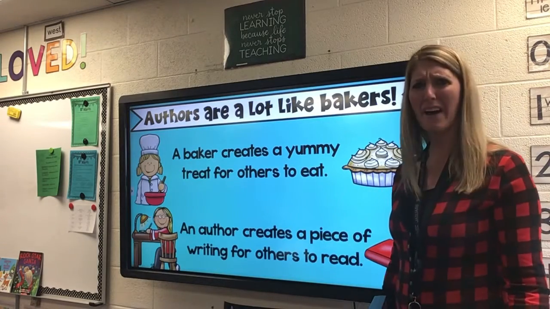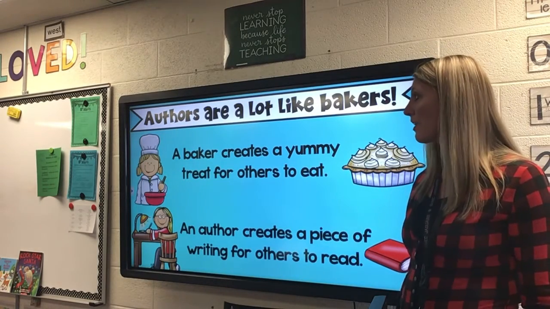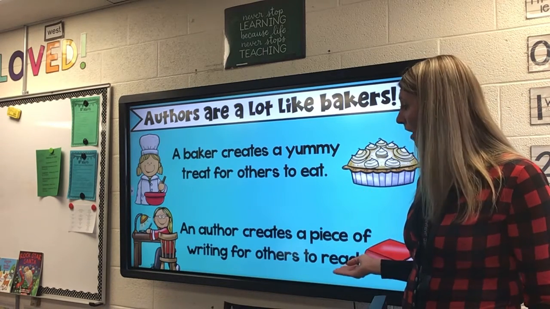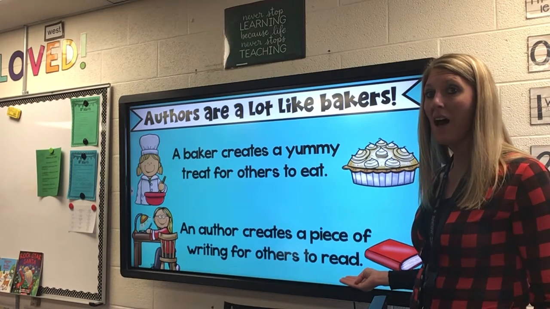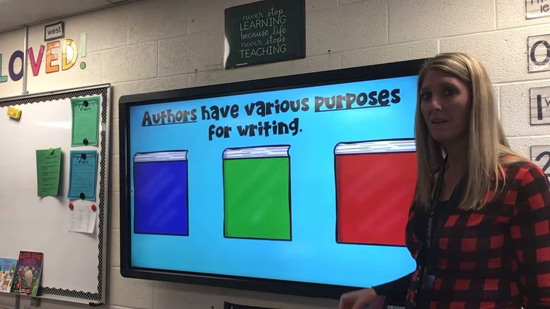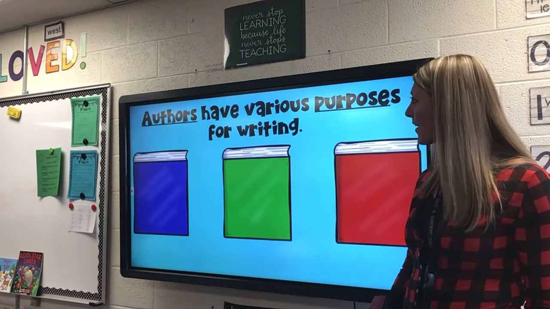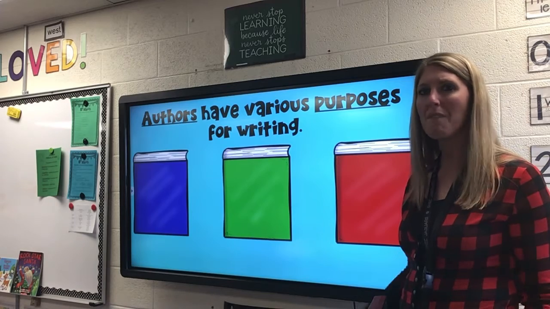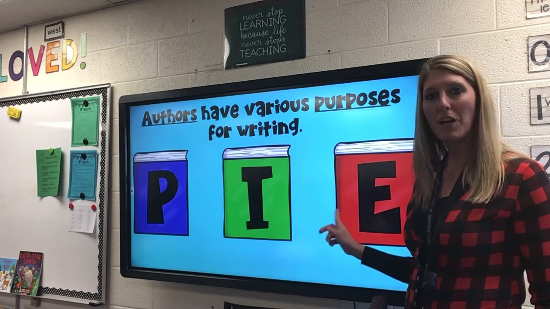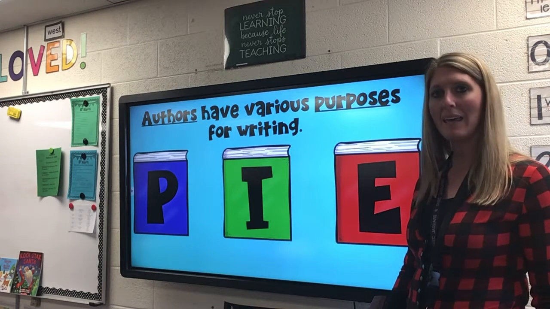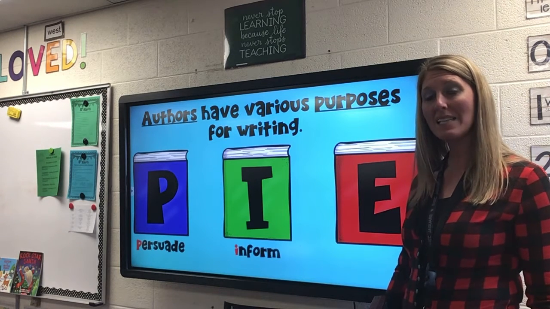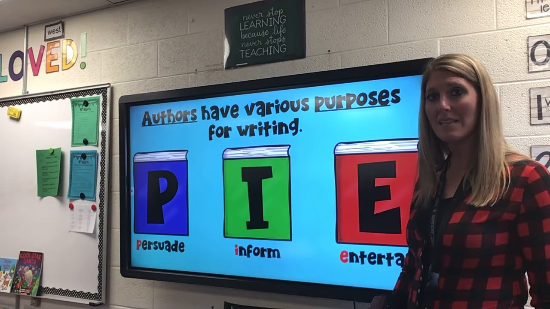Now, authors are a lot like bakers. A baker creates a yummy treat for others to eat. An author creates a piece of writing for others to read. Authors have various purposes for writing. So they have very different purposes for writing. So we need to remember it as PIE, P-I-E. P is persuade, I is inform, and E is entertain.